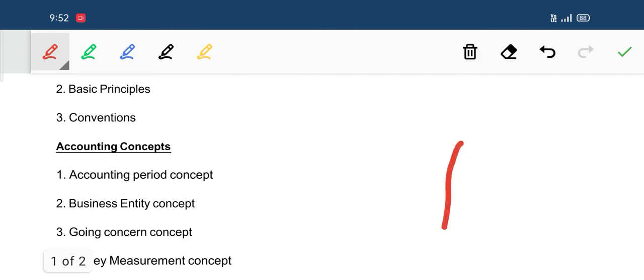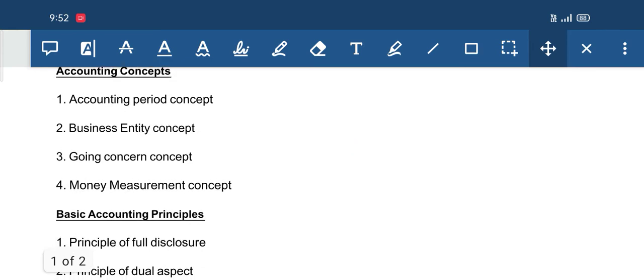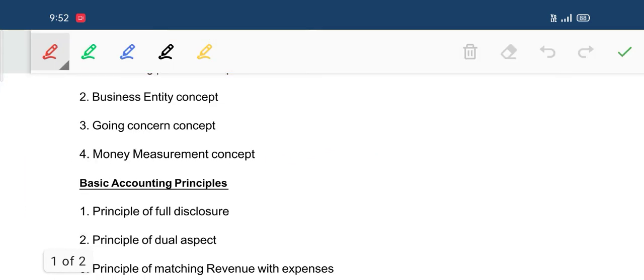Next one is the going concern concept. This one, third one. So what does this mean? As we all know, business continues to exist for an indefinite period in future. That's why we purchase fixed assets such as land, building, plant and machinery, furniture, etc., and show them in the balance sheet.